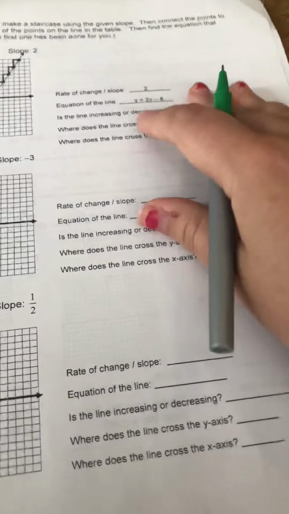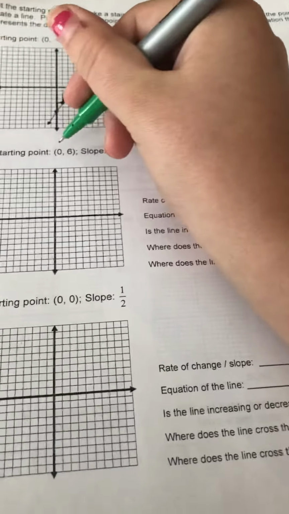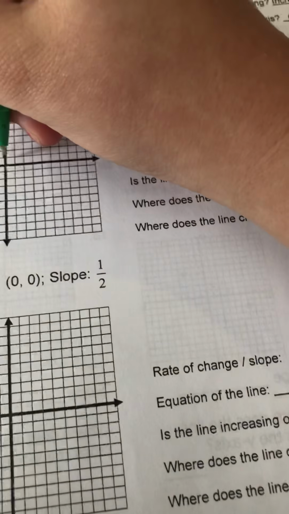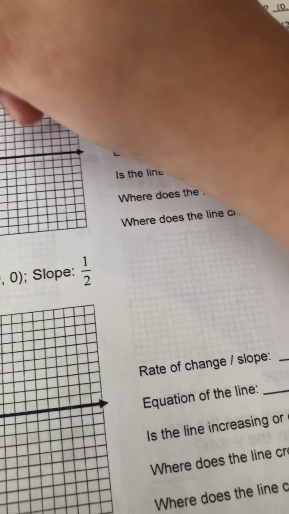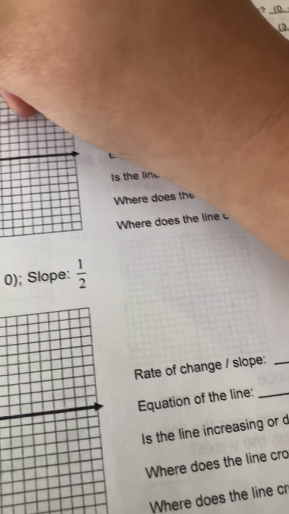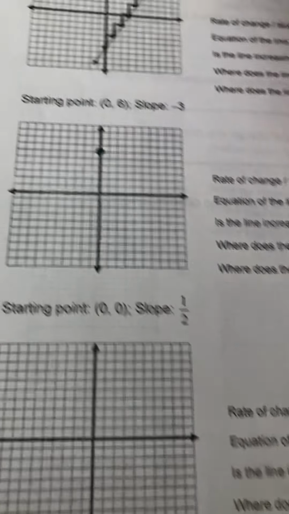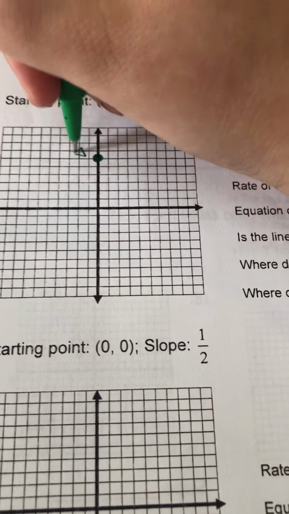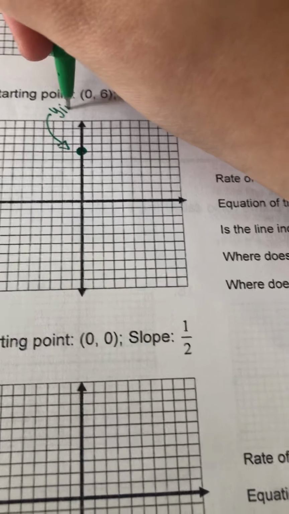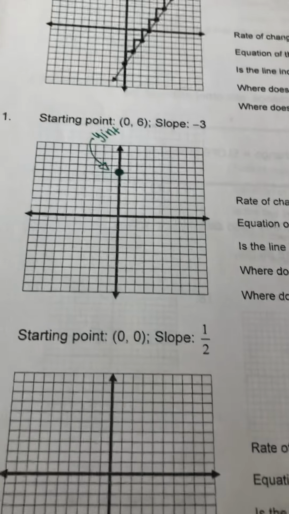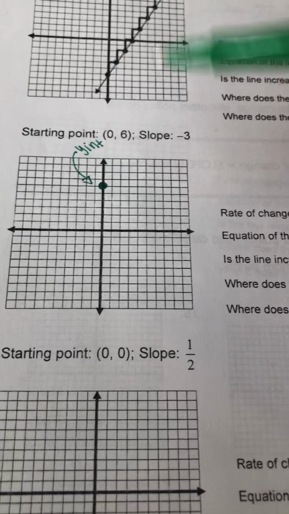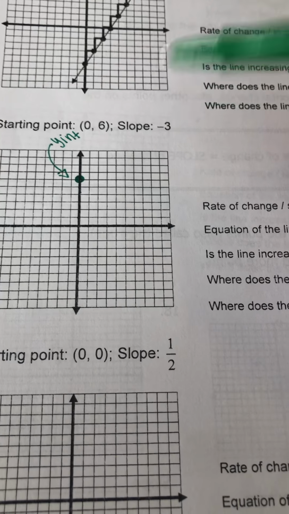So the starting point is (0, 6). So I would go 0, 1, 2, 3. Wait, I gotta recount. 1, 2, 3, 4, 5, 6. Right there. This is my y-intercept. And then it also says slope, which is -3.